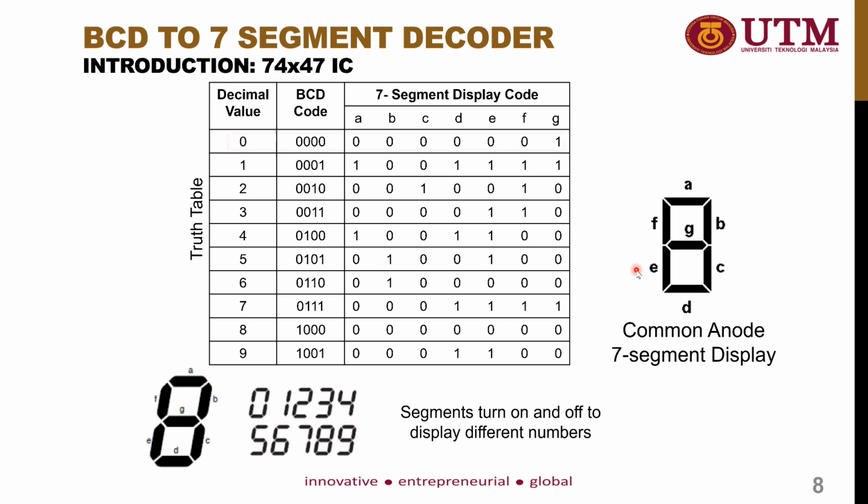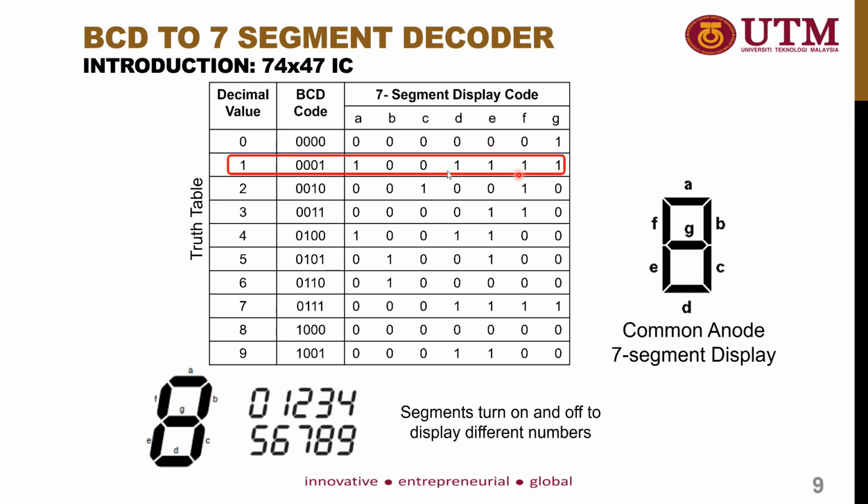Okay, for example, for decimal value of 0, the BCD code is 0000. So you see here, the 7-segment display code is all 0 except G. G is 1. It means that we will turn off G. Okay, when we turn off G, the digit will become 0.